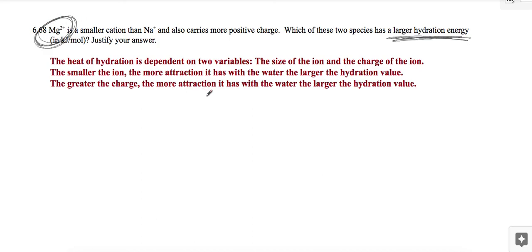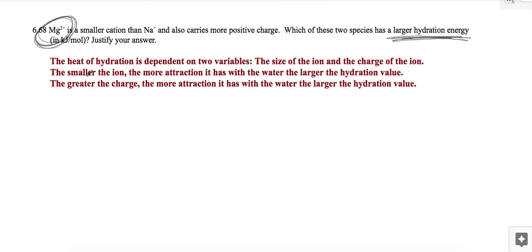And right now, probably the only one that is going to make a lot of sense to us is the fact that this has a larger positive charge. Larger positive charge, more attraction to the aqueous, or to the water molecules to become hydrated. Larger attraction, it's going to release more energy. And so we have that one there.